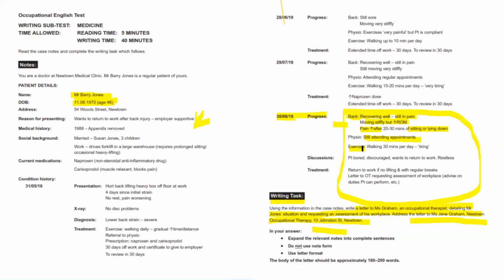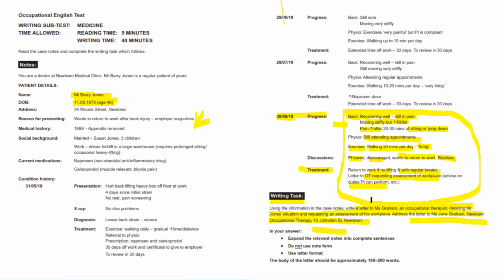And regarding the exercise, walking 30 minutes per day, still tiring. The patient is bored, discouraged, wants to return to work, and is restless. And the treatment: return to work if no lifting, with regular breaks. Letter to occupational therapist requesting assessment of workplace, advice on duties patient can perform.